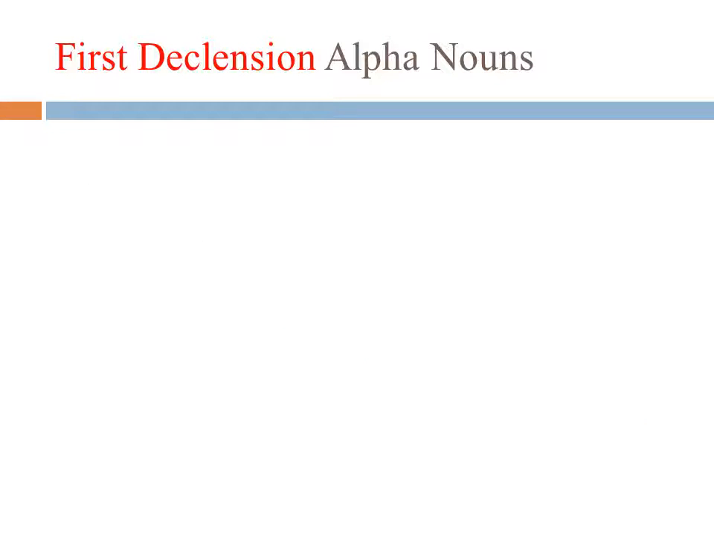We're going to begin with first declension nouns. Remember that nouns can either be alpha or eta nouns because the stem of the original noun could either end with alpha or eta. Alpha nouns are those whose stem ended in alpha. So although alpha is going to be a part of our ending, the fact is alpha is actually the last vowel at the end of the stem.